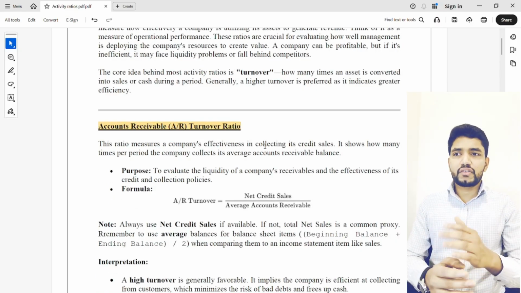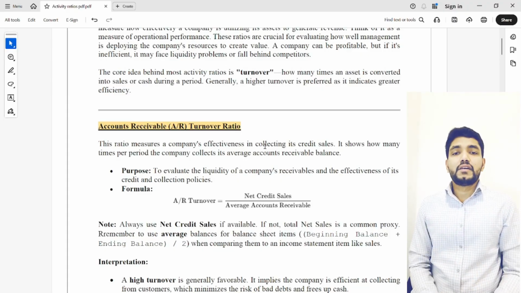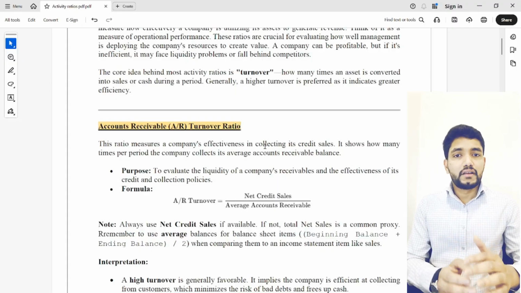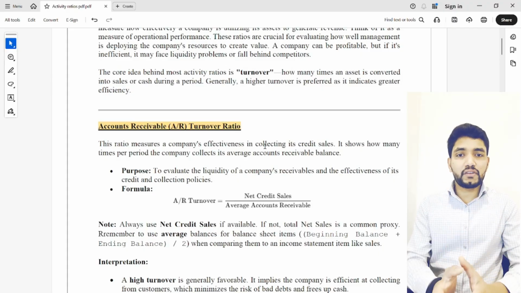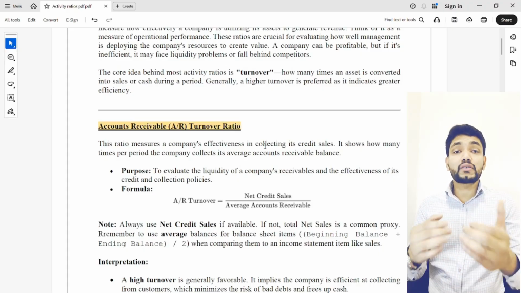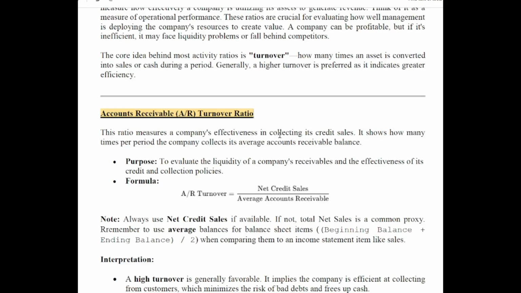This ratio measures how effectively the company is collecting its credit sales or its receivables. Once a company generates a credit sale, it is creating receivables. So how effectively, how quickly the company is collecting these receivables, this is the accounts receivable turnover ratio. This ratio measures a company's effectiveness in collecting its credit sales. It shows how many times per period the company collects its average accounts receivable balance.